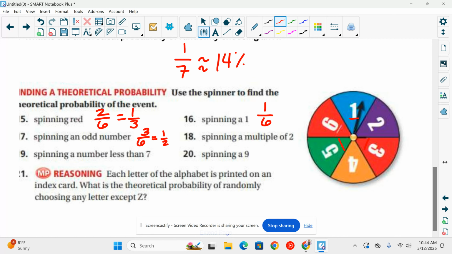Spinning a multiple of 2. It's 3 out of 6. What are our multiples of 2? 2, 4, 6. Skip counting by 2: 2, 4, and 6. Which gives me, how many are there? 3. 1, 2, 3.